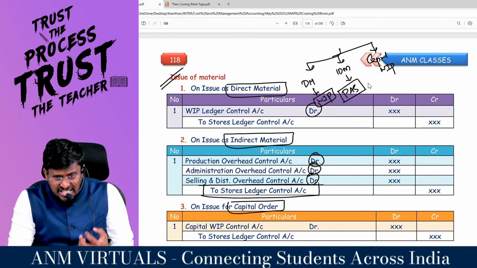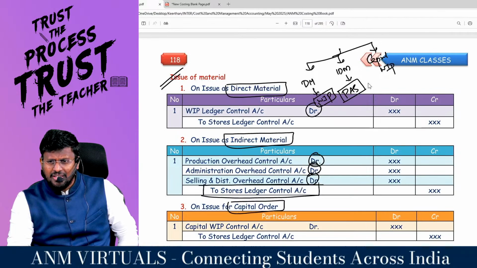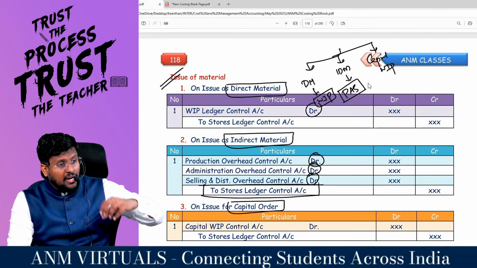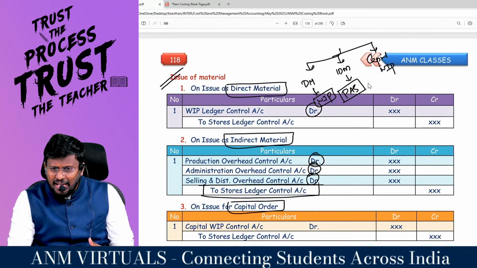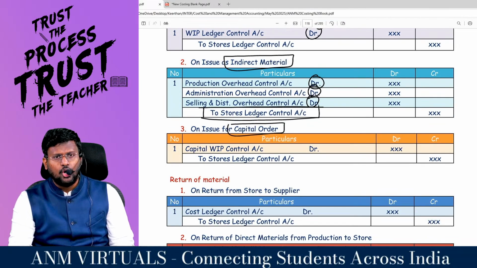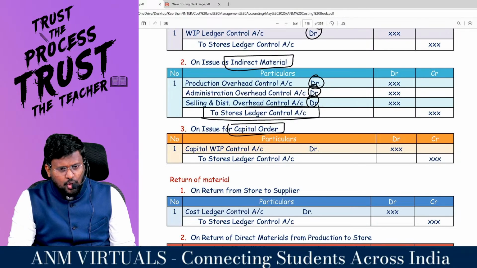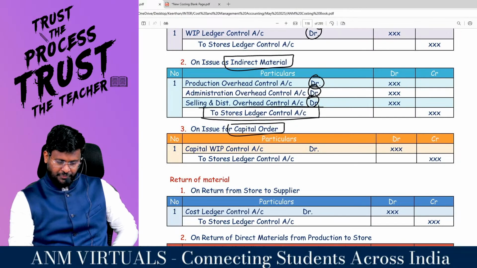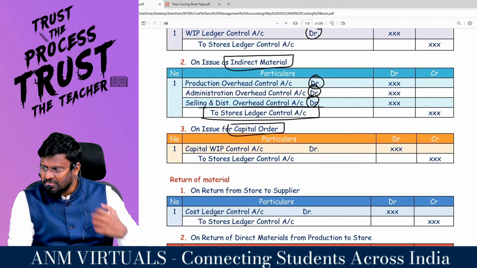So to which department you have issued the cost? Based on that, you have to book the cost to the respective department. And the balance in the source ledger will reduce. What is the journal entry you will pass? Production overhead control account debit, administration overhead control account debit, selling and distribution overhead control account debit to source ledger control account. Clarity.